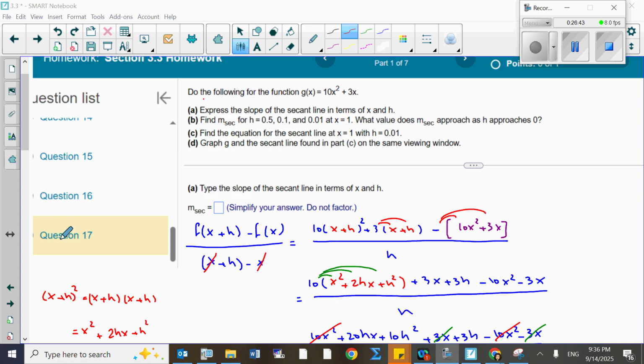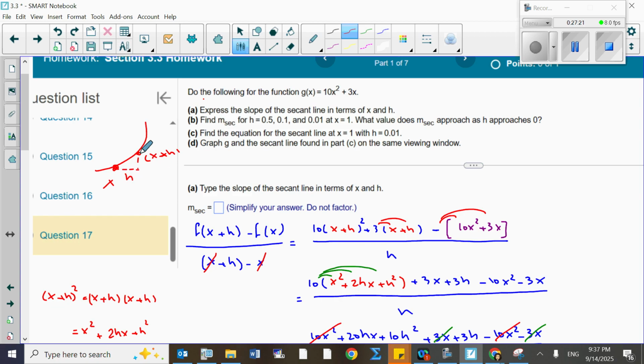Okay, next question, question 17 is asking us to look at this function and then express the slope of the secant line in terms of x and h. This means basically finding this expression. That means f of x plus h minus f of x. That means if you have a point on your, let's say this is my graph, this is x, you go just h, the distance of h after that, let's say this point, this is x plus h. So the horizontal distance between these 2 points is h.